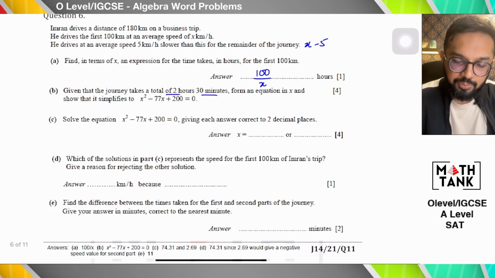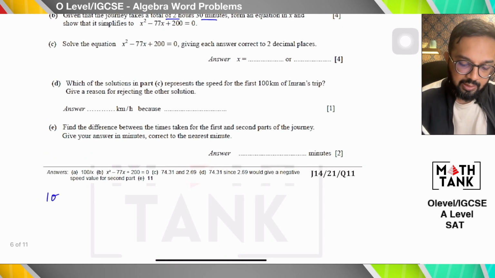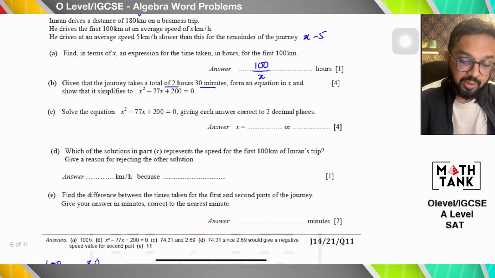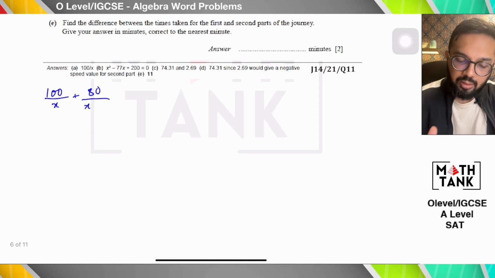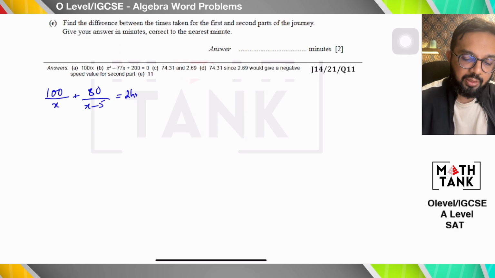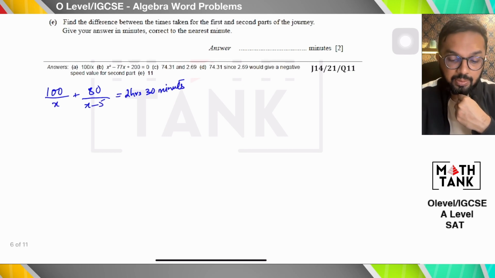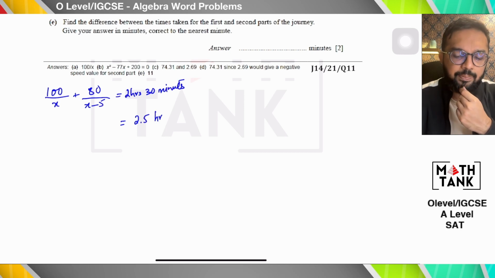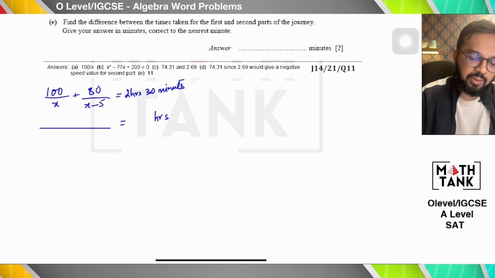Okay, so I think that's simple. I can say that the first time was 100 divided by x. What was the remainder journey? The remainder journey was 80 kilometers because there was a total distance of 180. If I add the two times together, what should I be getting? I should be getting 2 hours and 30 minutes. Of course, I can't write 2 hours and 30 minutes. I will have to write one of these units, and because other speeds and distances are in kilometers and hours, I will have to convert this into hours as well. So can I say that that's 2.5 hours? I think that's simple to understand. Okay, 2.5 hours.